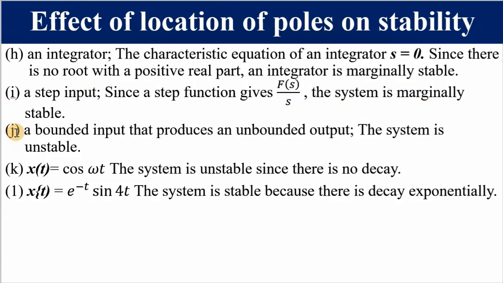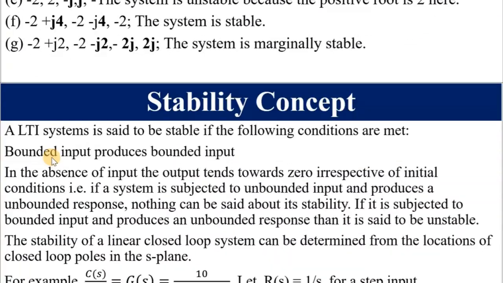Then for a bounded input that produces an unbounded output, the system is unstable. Take note that this is a sinusoidal signal and it has constant frequency and constant amplitude, hence the system is marginally stable. For this, the system is stable because there is a decay in the exponential function.